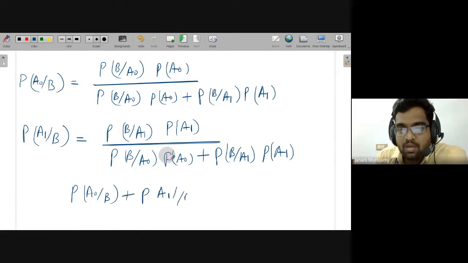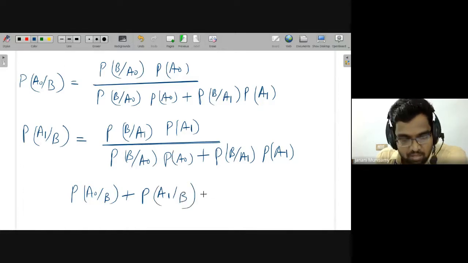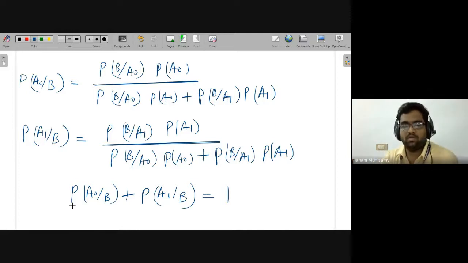Probability of A0 given B plus probability of A1 given B is equal to 1. Now, what is this probability, probability of A0 given B and probability of A1 given B? That means I have received something. Given that, what is the probability that symbol 0 is transmitted? And what is the probability that A1 has been transmitted?